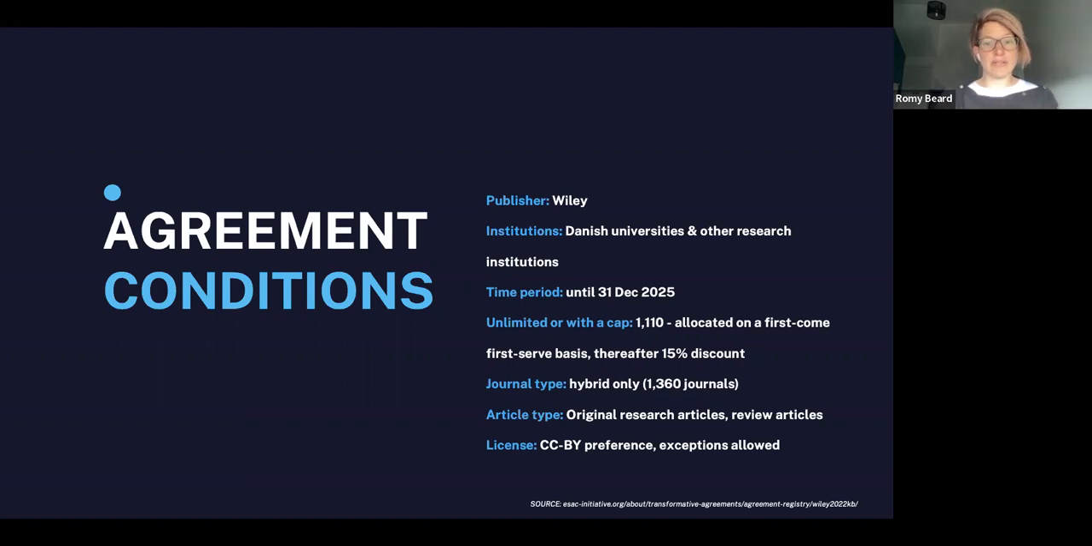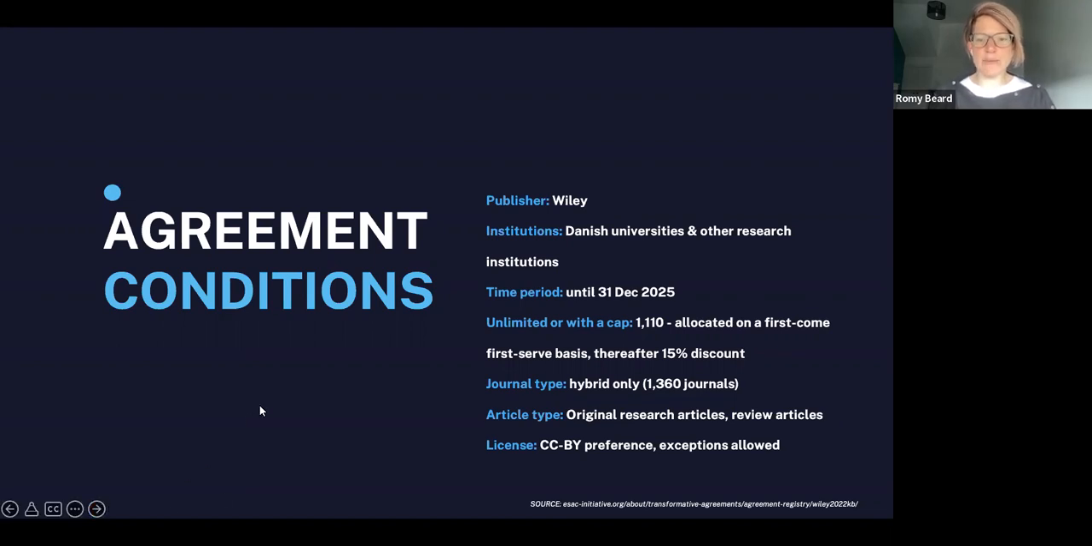And this is an agreement that has a cap. So it's not unlimited publishing, but it's 1,110 articles, I believe, per year that can be published through this agreement without APCs. So any article above that number will be given a 15% discount on the APC and has to pay the remaining 85%. I believe, from what I understand, that's actually not done on the author, but goes to the institution as part of the agreement. But that was actually a little bit nebulous when I looked into this agreement.